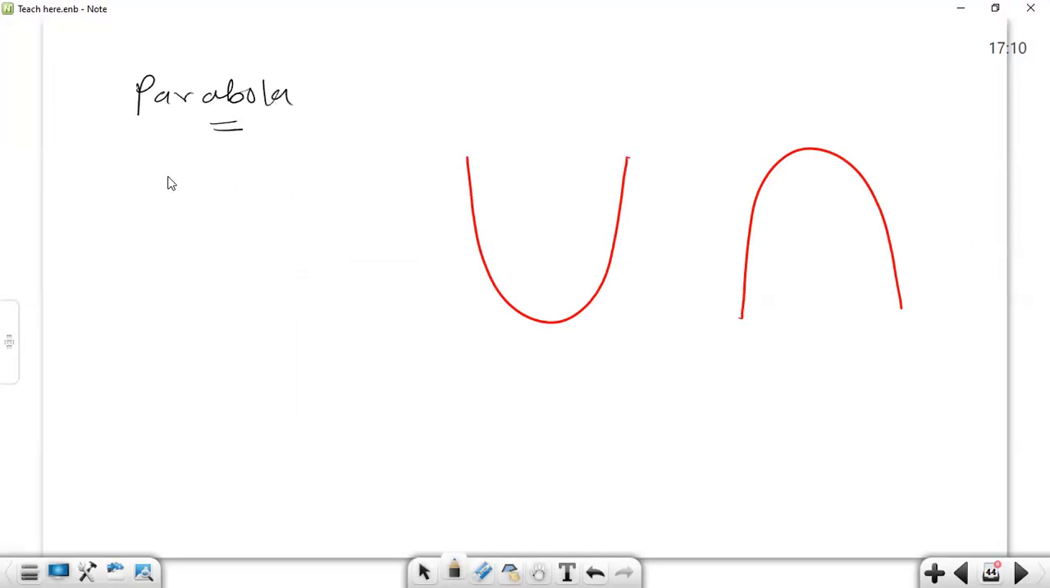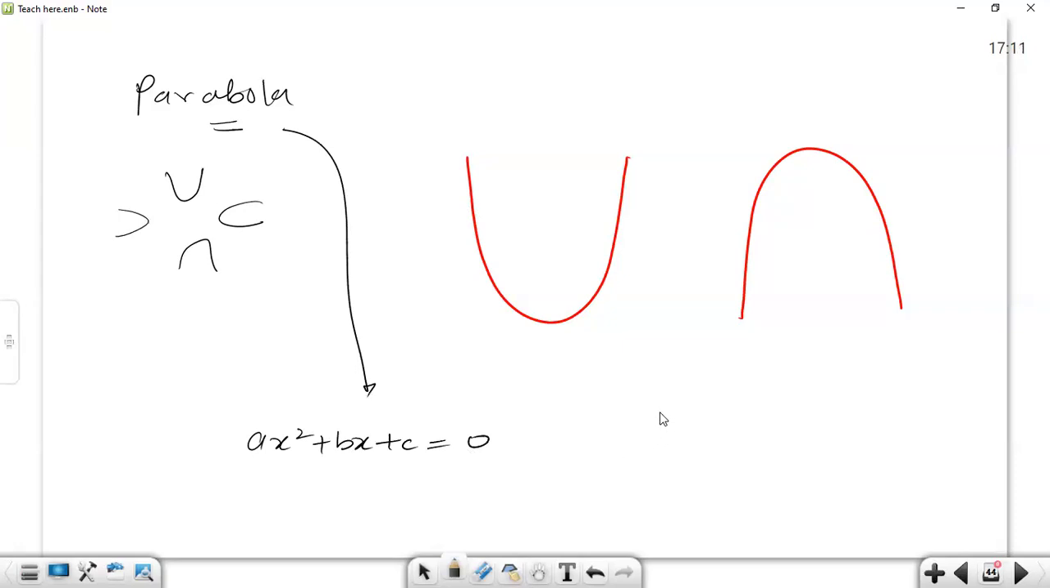And as you know, there are four kinds of parabola: upward facing, rightward facing, leftward facing, and downward facing. Parabolas can also be situated at different locations. But in the case of a quadratic equation, the equation will look like this.